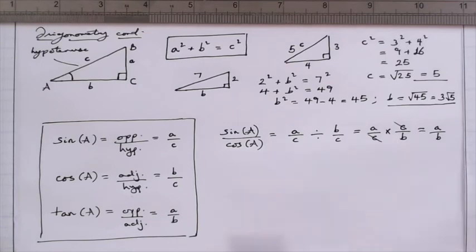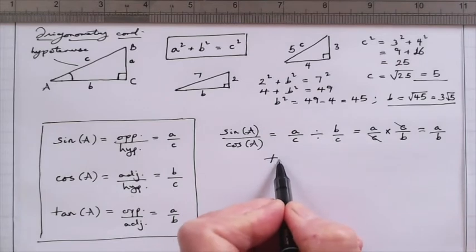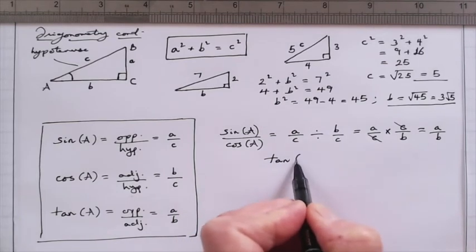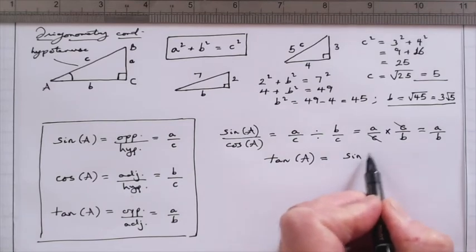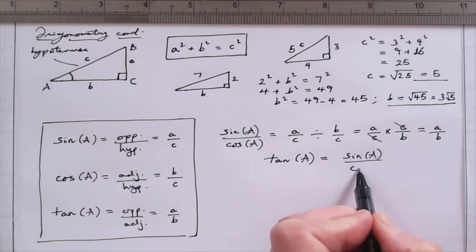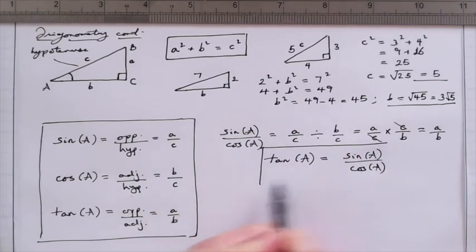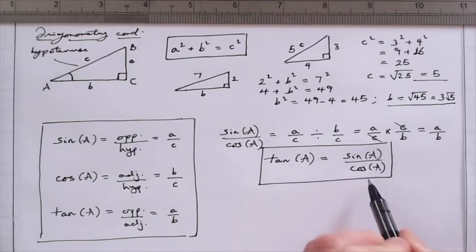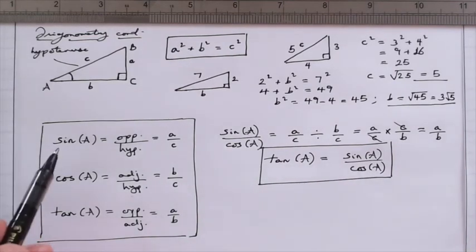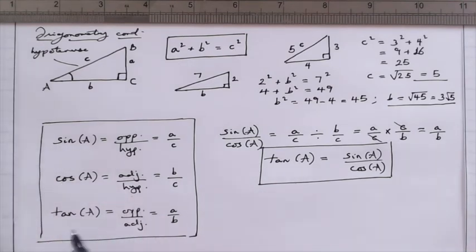But we notice that A over B is the tan of A. So for any angle, we have a nice relationship here that the tangent of A is always given by the sine of A divided by the cosine of A. And this relationship is always true and should be remembered. So tan A is sine A over cosine A. So if you know the sine and the cosine of an angle, you automatically know the tangent because it's just the ratio of sine over cosine.